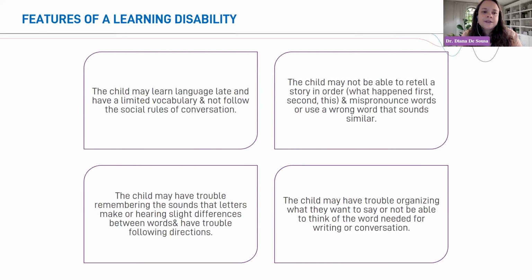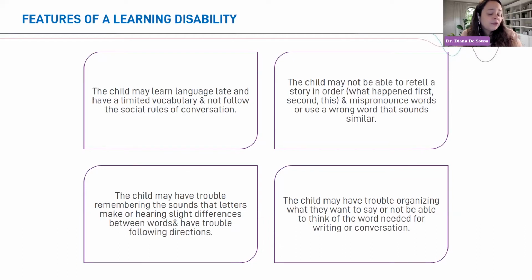The next slide continues with features of a learning disability, in the sense of a child may learn a language late, have a limited vocabulary, and not follow the social rules of conversation. So, for example, that would be relating to taking turns in class. Maybe they stand too close to the listener. There could be classroom interruptions. And many a times, the social rules of conversation need to be role modeled to children.